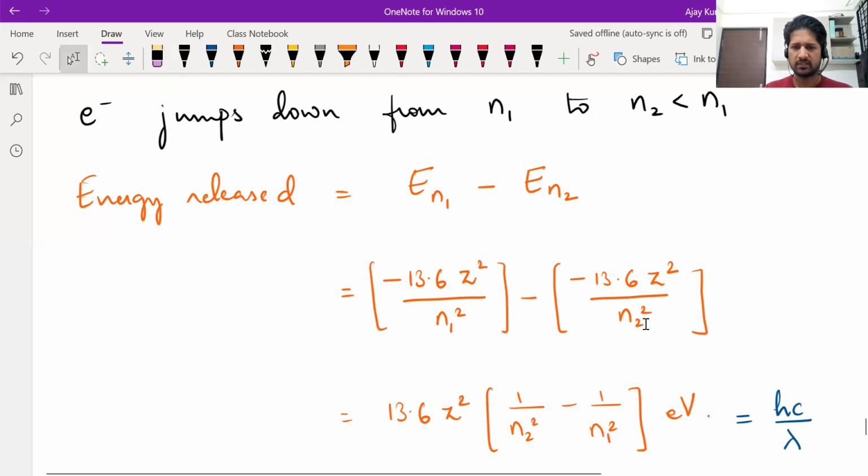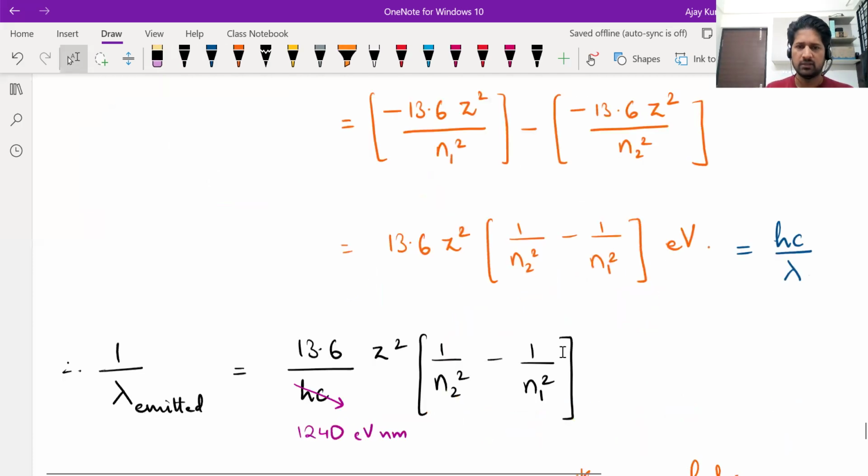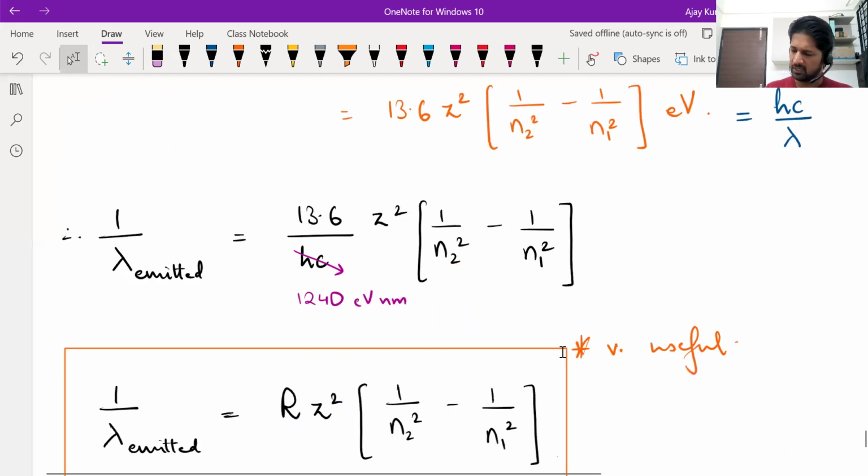Okay, so just subtract them. You'll get 13.6 Z square (1 by n2 square minus 1 by n1 square) in electron volts. And that energy will be released in the form of a photon. The formula for the energy of a photon given by Einstein is hc by lambda. So equating these and adjusting, we get 1 by lambda is equal to R Z square (1 by n2 square minus 1 by n1 square). So this formula helps you derive the wavelength of radiation emitted when an electron jumps from orbit number n1 to orbit number n2.